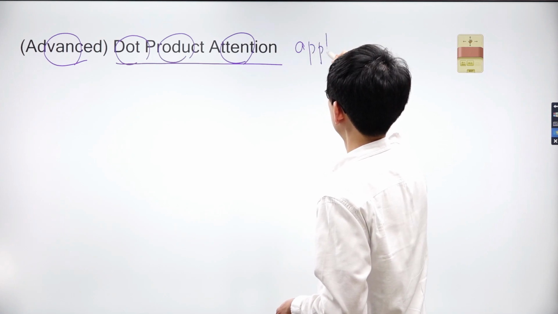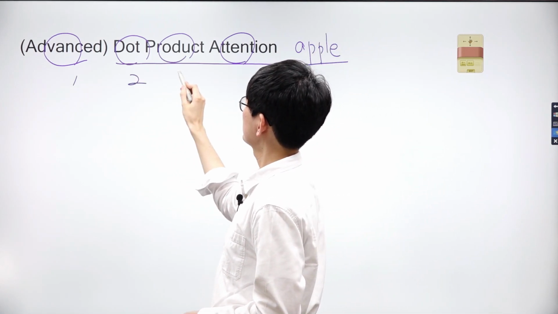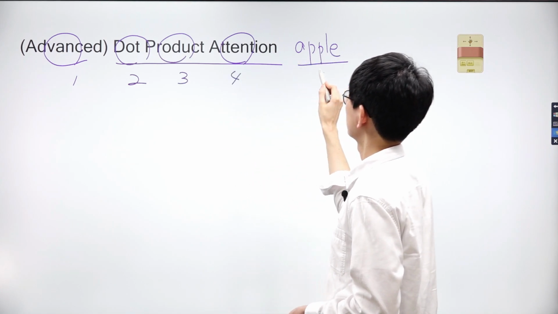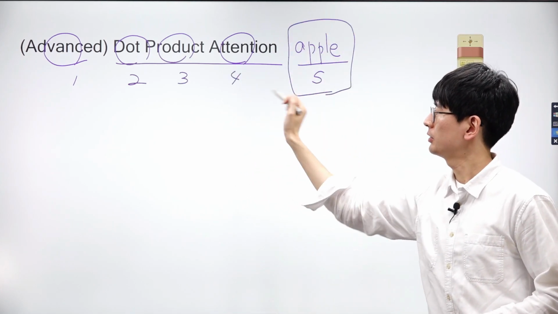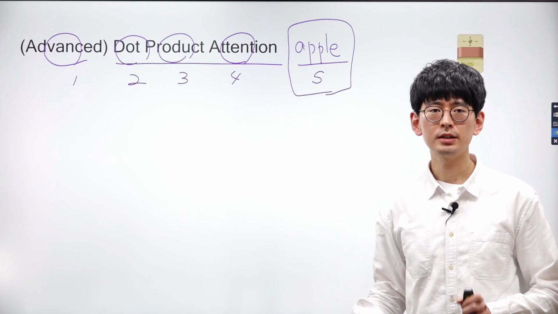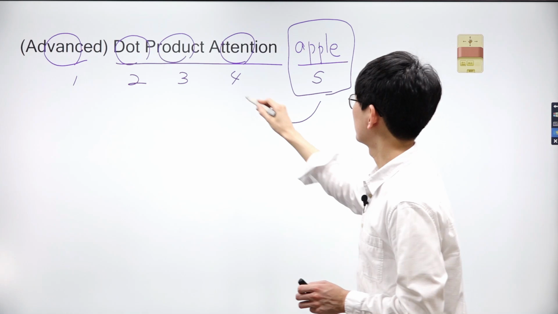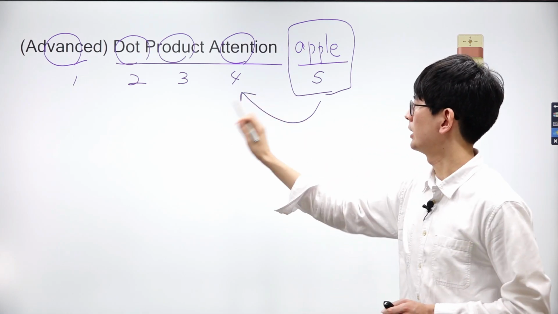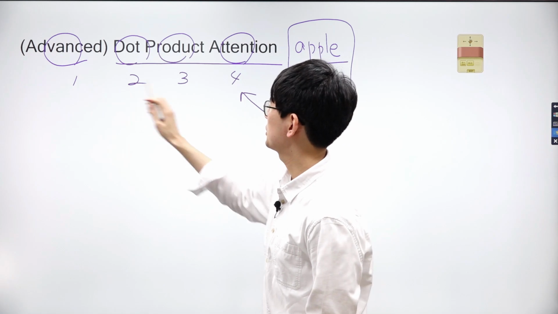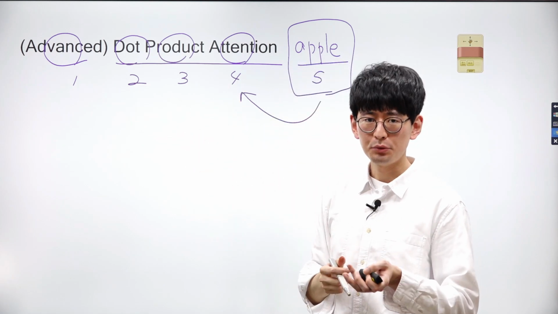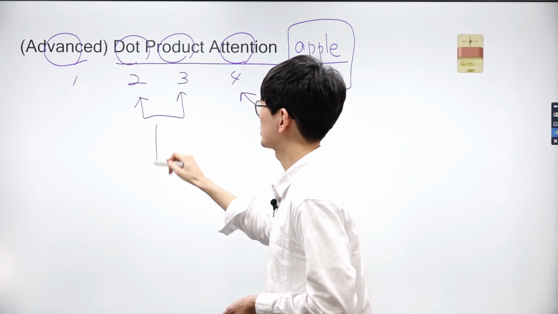Let's add a random word, apple, next to the title and enumerate each word. The word apple is not very relevant to the other 4 words in the title. Thus, its similarity measure is lower than that of the others. However, the similarity measures between the other words are high. Specifically, the similarity measure between dots and product is higher than the similarity measures between the other words.